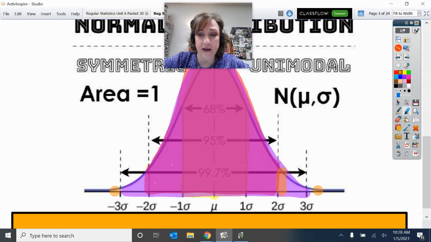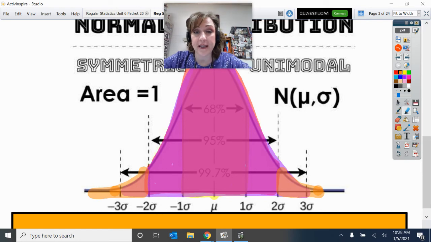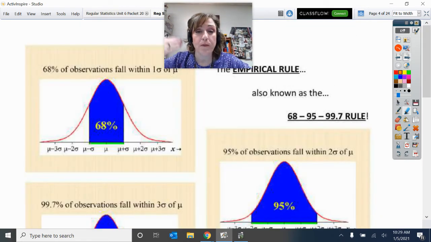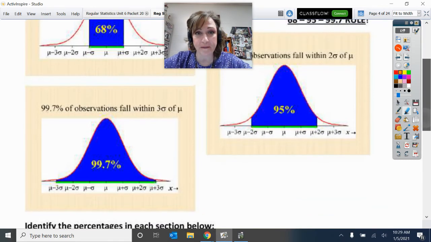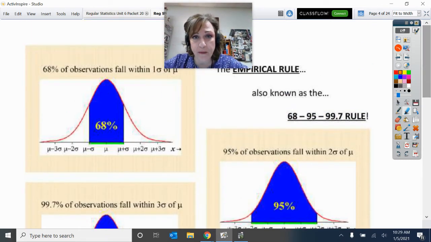Of course, we've talked about how even just being above 2 standard deviations are outliers. So we're going to talk about how much data that is, and to do that, we need to be able to work our way around more than just these middle sections of 68, 95, and 99.7. So those are key numbers you've got to know: 68, 95, 99.7.